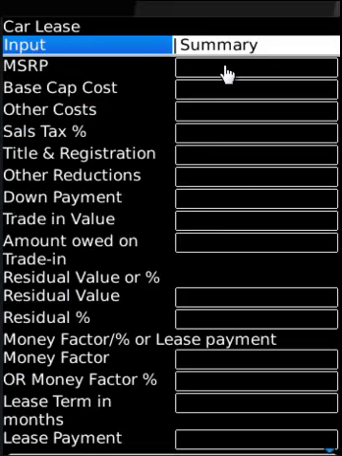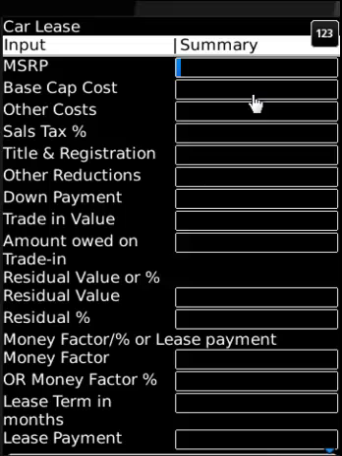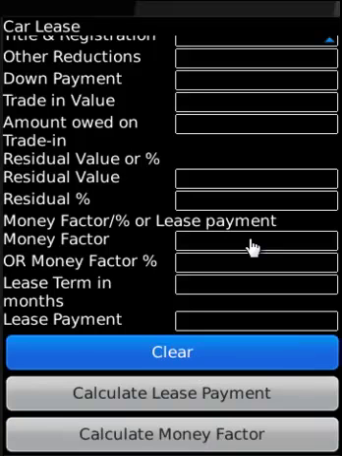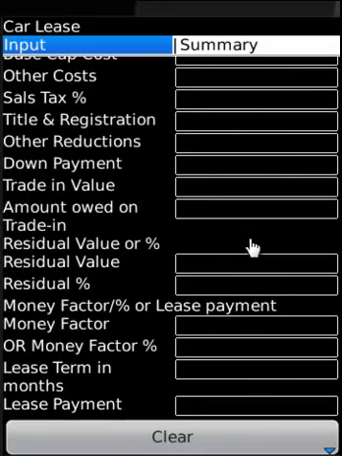Let's take a look at the lease. So using these, you can actually find out the lease payment if you specify the money factor or interest rate, and you can also find out the money factor if you specify the lease payment amount.